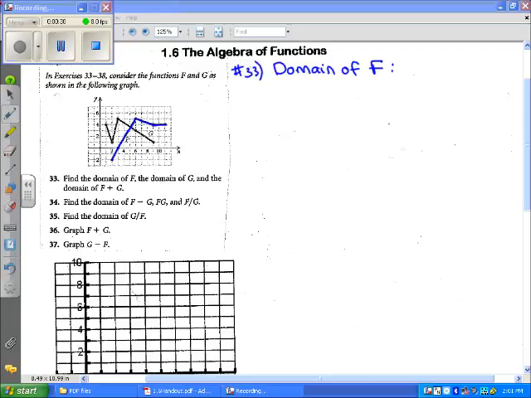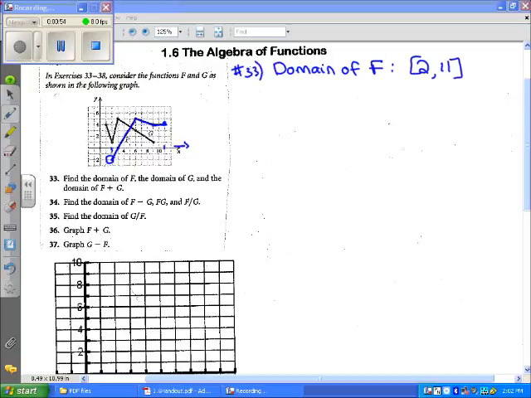Okay, so there's f. The domain would be the x value, so if you take a look, what's the smallest x value? Remember, this is our x-axis right here. If I look at the smallest x value, that would be right here. That's the one furthest to the left, which is 2. And the number furthest to the right would be right here, which is 11. Okay, so that's the domain of f.